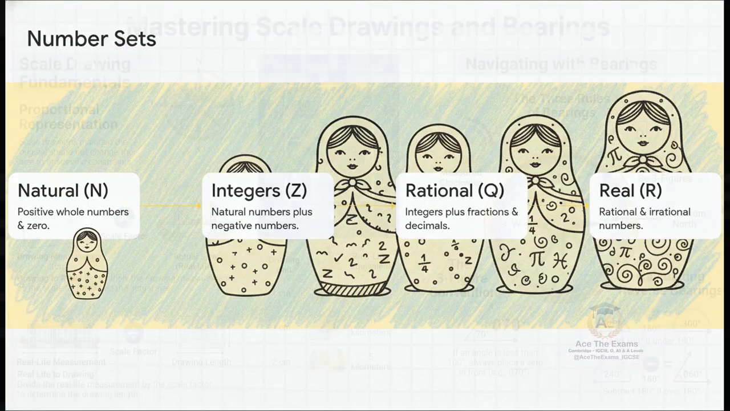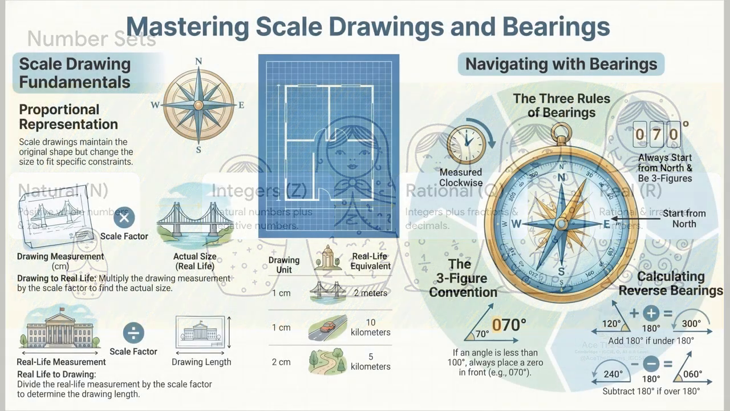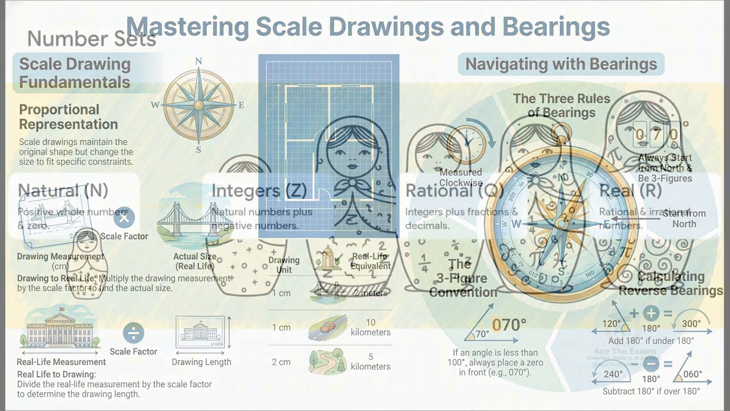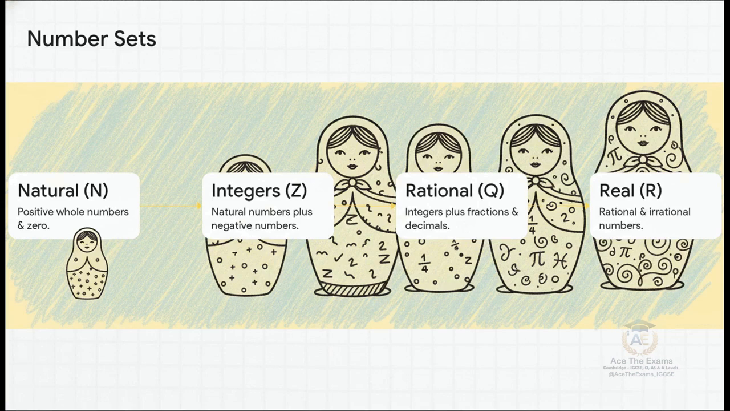Step 1 is the smallest doll, natural numbers, represented by the letter N. These are just your basic, everyday, positive whole numbers, starting right from 0. Then, step 2 expands to integers, or Z. This doll includes all those natural numbers, but it throws negative numbers into the mix. Step 3 gives us rational numbers, or Q. This one gets way larger because it includes fractions, and any decimals that can be written as fractions. Finally, step 4 is real numbers, or R. This is the giant doll that holds absolutely everything, rational and irrational alike.